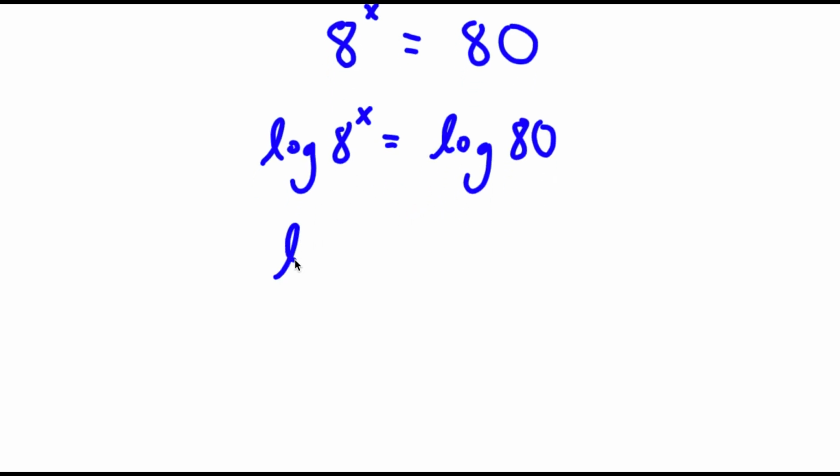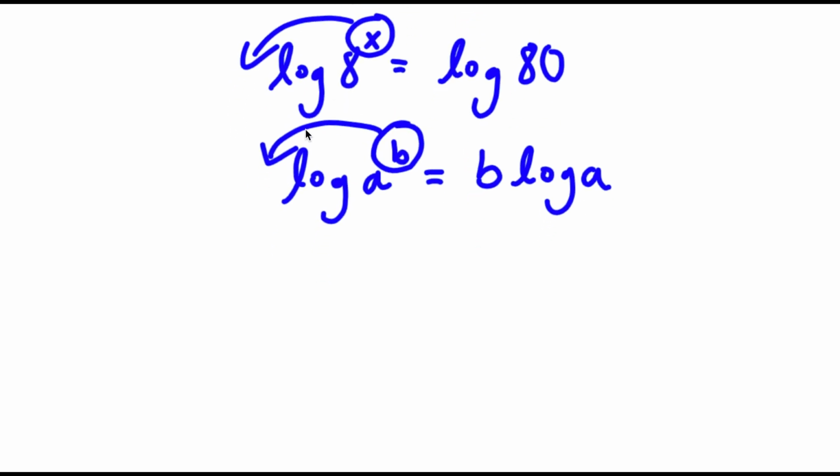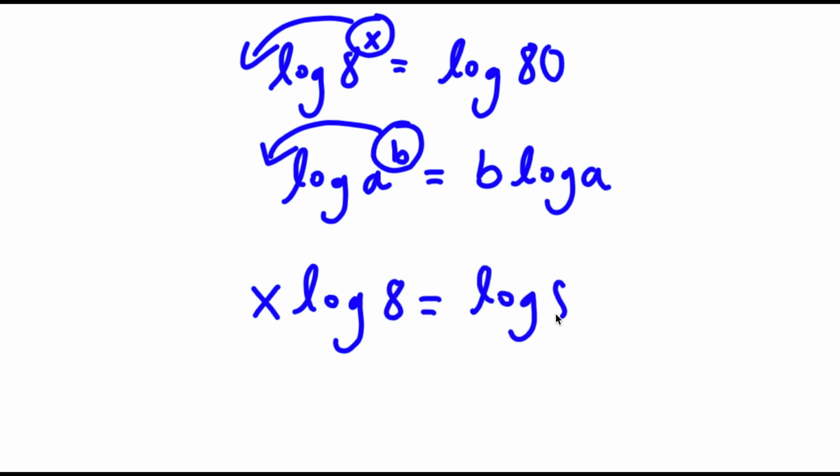Now if I have something in the form log a to the power of b, I can move this exponent b to the front. So this is going to equal b times log a. So in this case, I have log 8 to the power of x, and I can move x to the front. So now I have x times log 8 is equal to log 80.